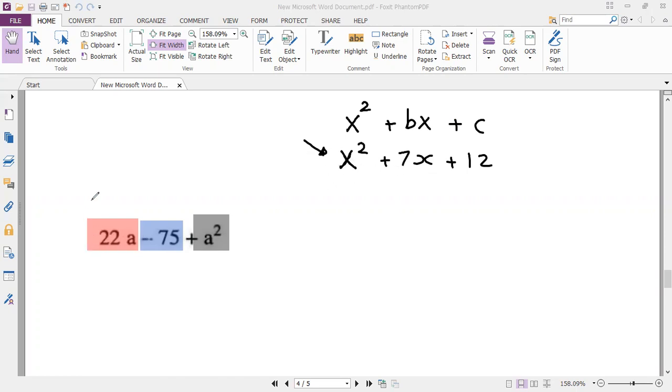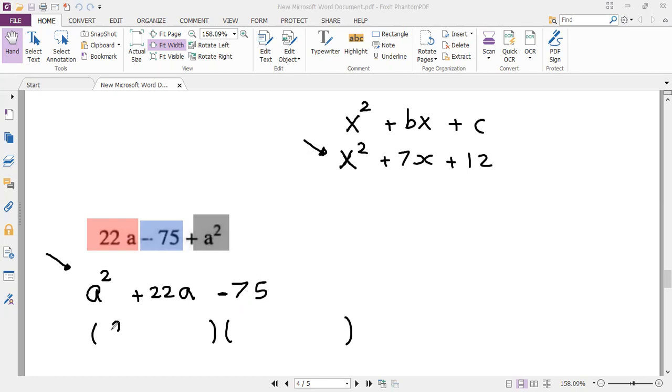So here we have 22a and negative 75 and a squared. And I want to order this expression to factorize it. So write firstly a raised to the power of 2, and in the middle plus 22a, and at the end negative 75. This is the expression that can be factorized: a squared plus 22a minus 75. I just ordered this expression in this way, and now I'm going to factorize it.